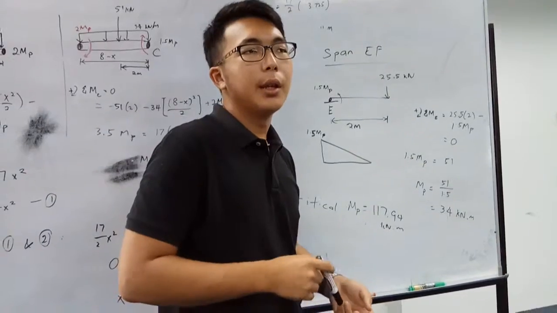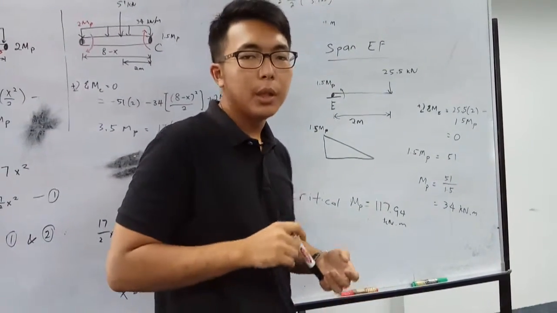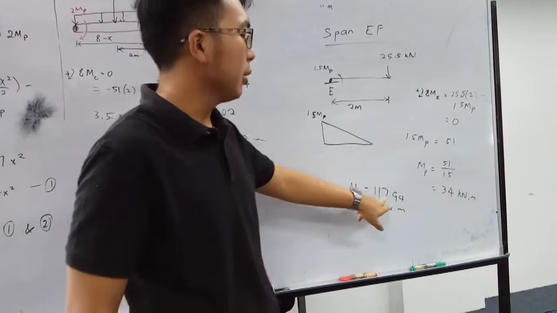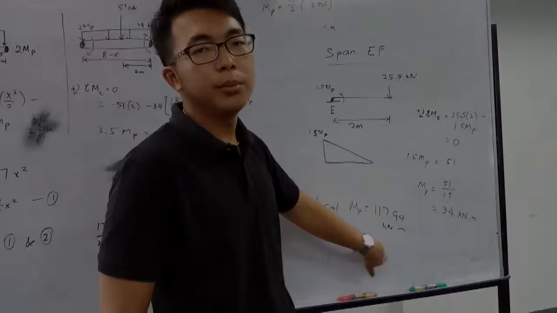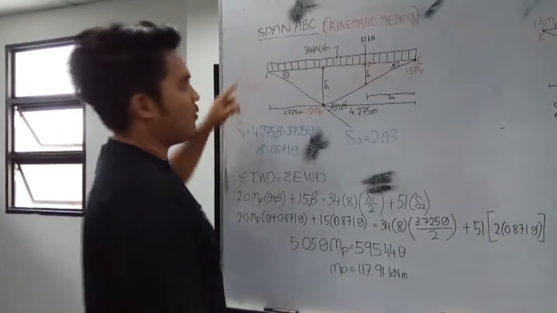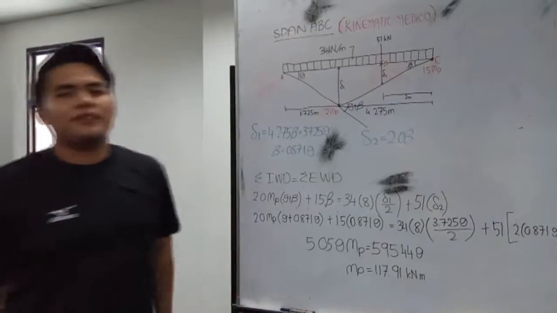So based on all of our calculations, we should find out that the critical plastic moment should be at around span A, B and C, which is plastic moment equals 117.94 kilonewton meter. So right now I would like to show you the solution for question number 4 by using the kinematic method.